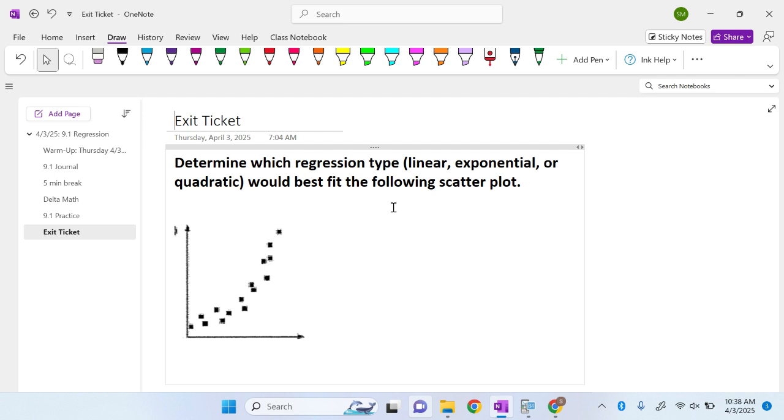All right, guys, make sure you're working on your stuff. Also, with this exit ticket, all I'm asking is, based off of that scatter plot, do you think a linear graph would work the best, an exponential, or a quadratic? Basically, what does that scatter plot look like the most to you?